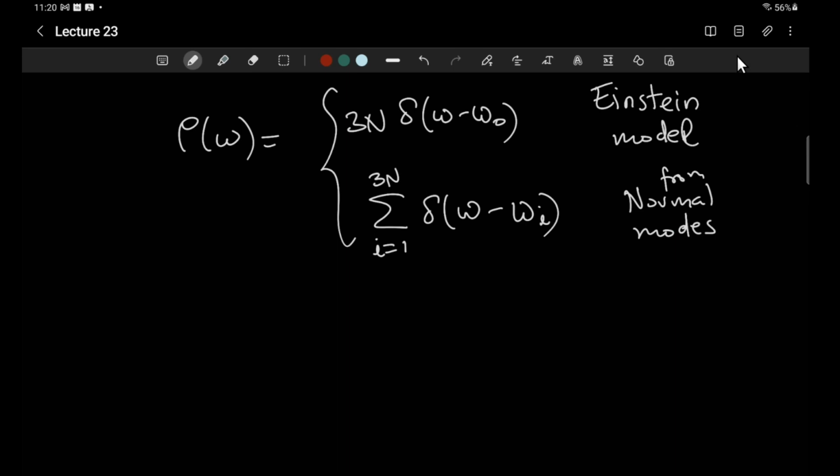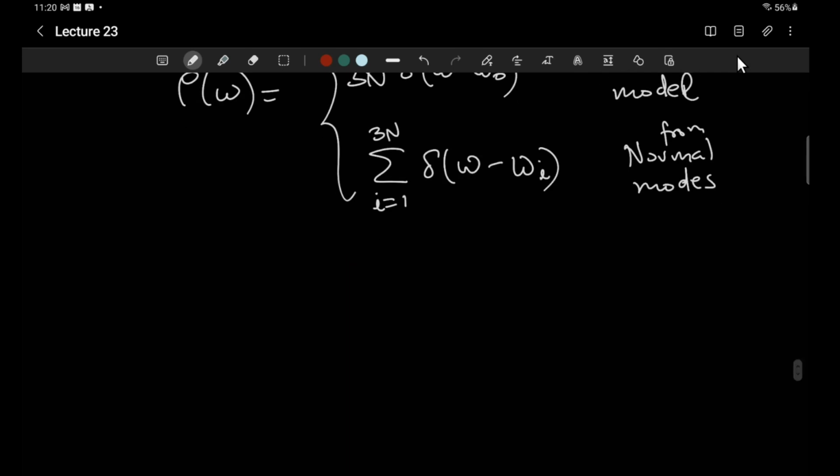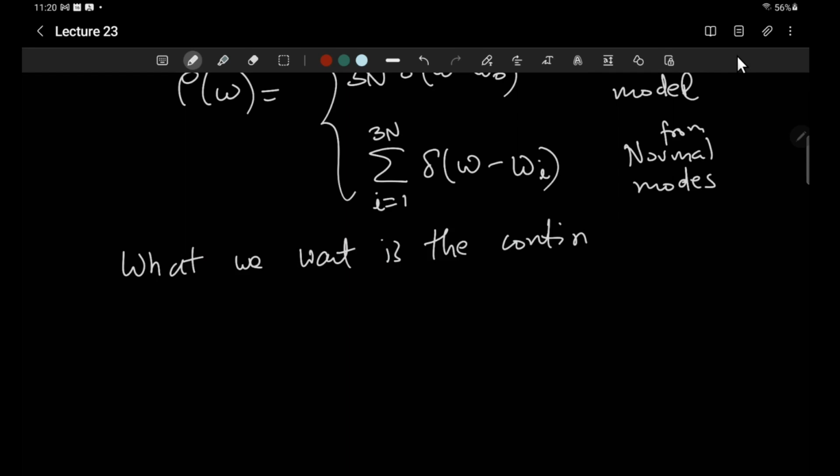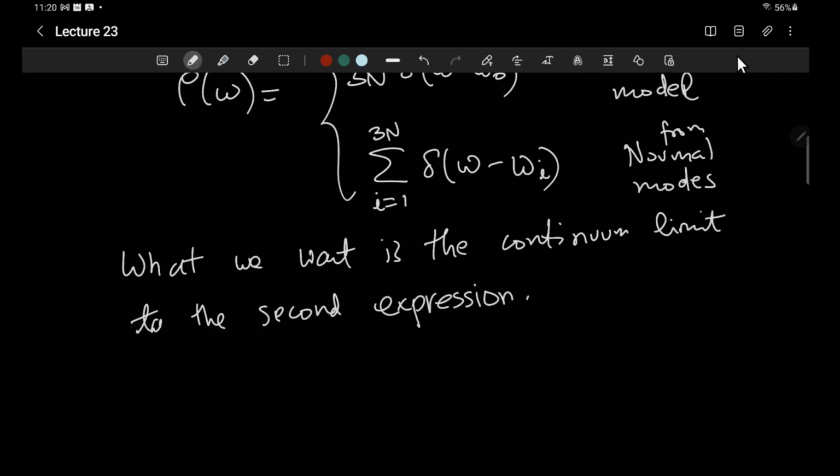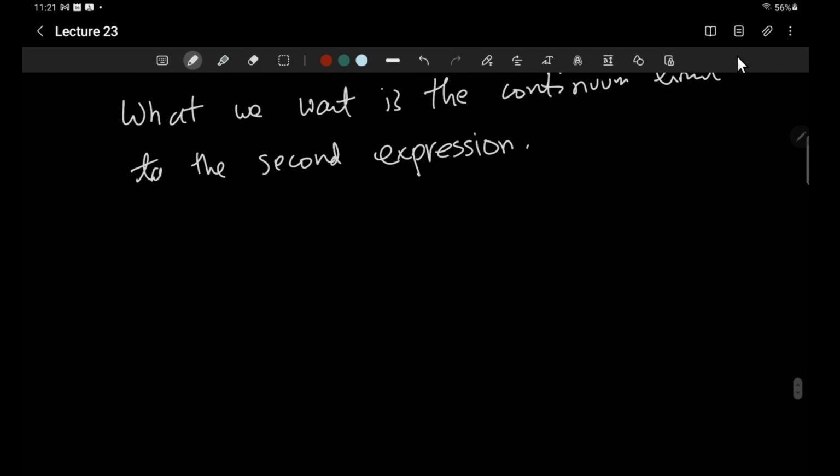So this is clearly what we want, but what we want is a continuum. Okay, but what we want is the second expression really. Okay, but we can't do it exactly. So we will do a semi-classical computation.